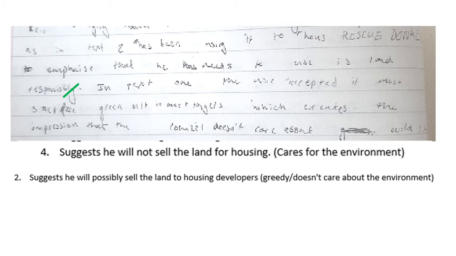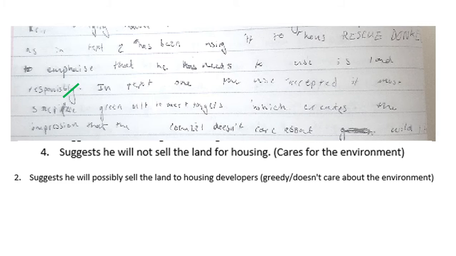It's that he will not sell the land for houses. Now, I know the person has not said that specifically, but it's the same point there as caring for the environment. He's using the land responsibly.